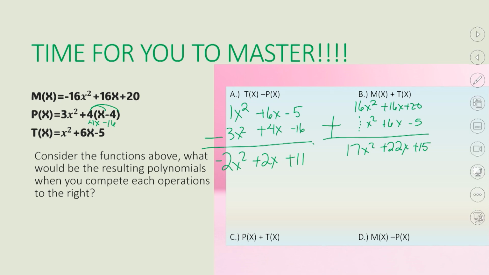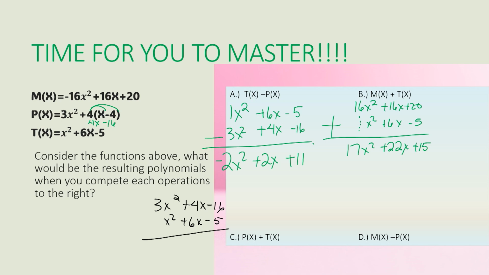All right, so let's do the bottom ones. I've got 3x squared plus 4x minus 16. Then I have x squared plus 6x minus 5. I am adding these, making sure I'm getting my answers. You can always use that calculator. 3 plus 1 is 4x squared. 4 plus 6 is 10x. Negative 16 plus a negative 5 is going to give me a negative 21.